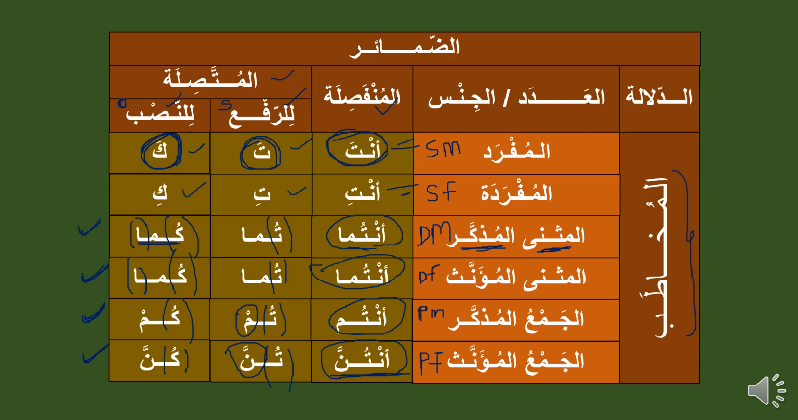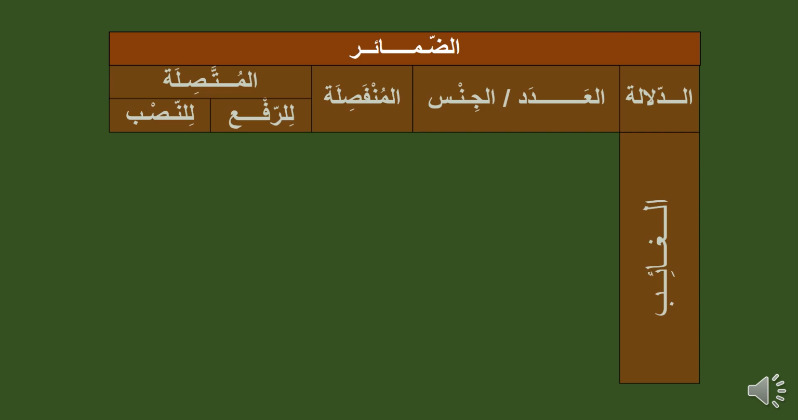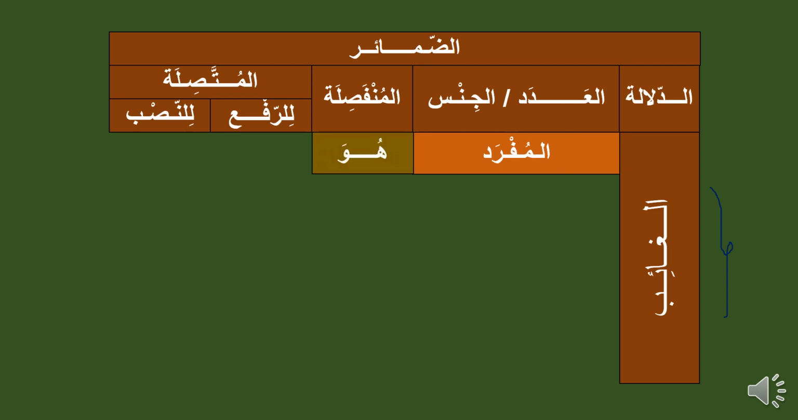So let's look at the last one, which is al-gaib, the one for the absentee, the person who is not present here. The person might be present, but I or we made him absent in our conversation. So let's look at that also. In terms of the dama'ir, we have the mufrad. The munfasil of gaib mufrad, singular masculine, is huwa.